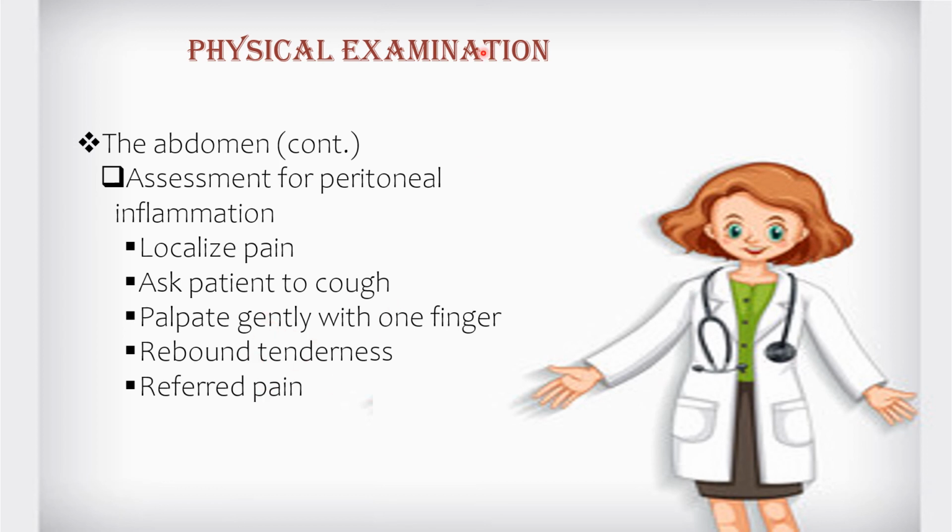So even before the palpation, you can ask the patient to cough and determine where the cough produces pain. Pag umubo po ba, masakit? Then you can palpate gently with one finger to localize the area of the pain. The pain produced by light percussion has similar localizing value. So these maneuvers may establish the area of peritoneal inflammation.